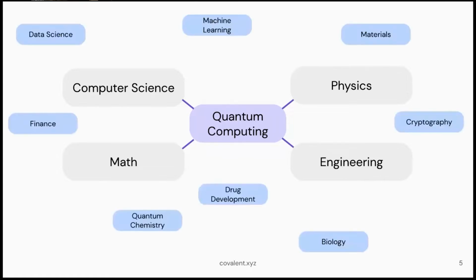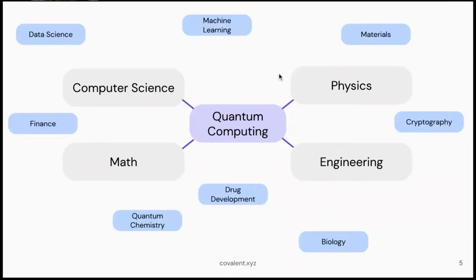So far, quantum computing already has a lot of applications across different fields, ranging from cryptography, which actually has some connections to its origin, to biology, drug development, even finance, and data science and machine learning, as we'll see today.